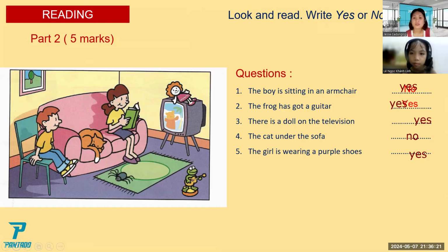Number 3, there is a doll on the television. The answer is yes, correct. 4, the cat under the sofa. That's no, correct. Where's the cat, Lynn? The cat is on the sofa. Correct. Number 5, the girl is wearing purple shoes. The answer is yes. Very good, Lynn. Only one mistake, so you have to be careful.